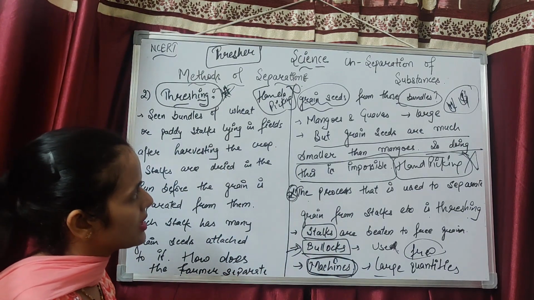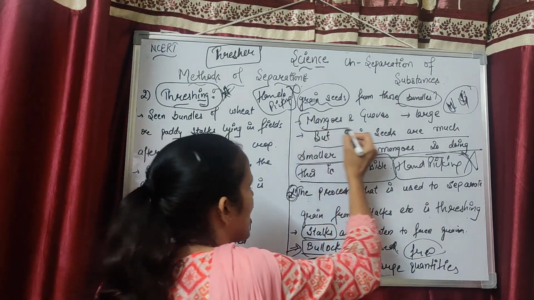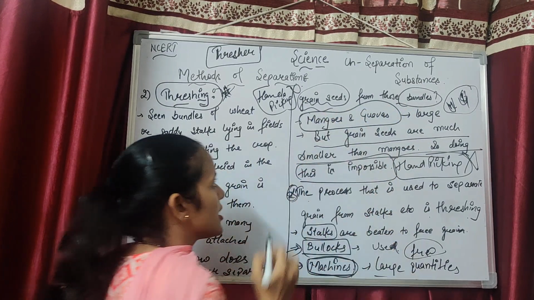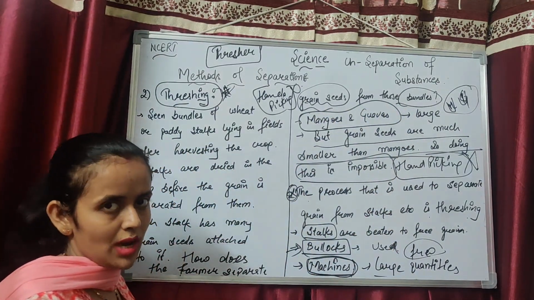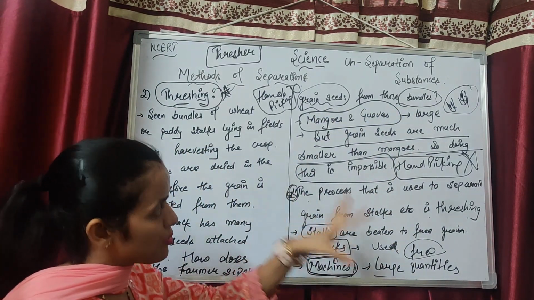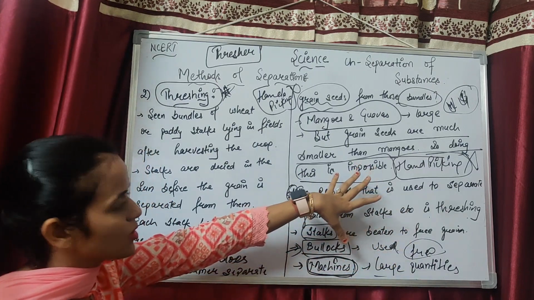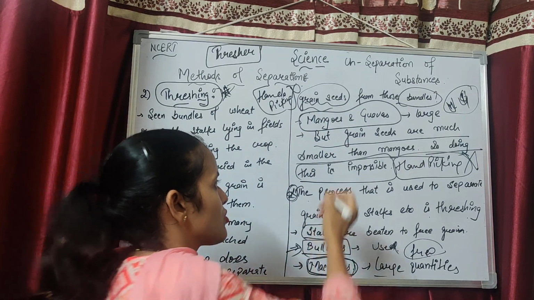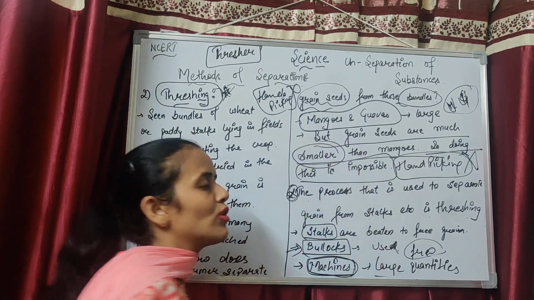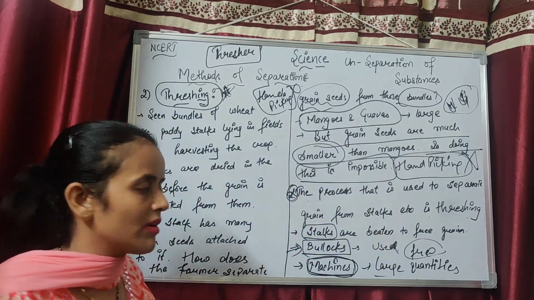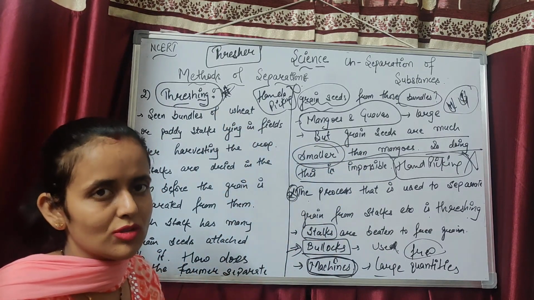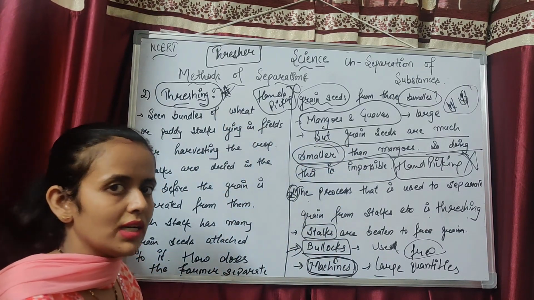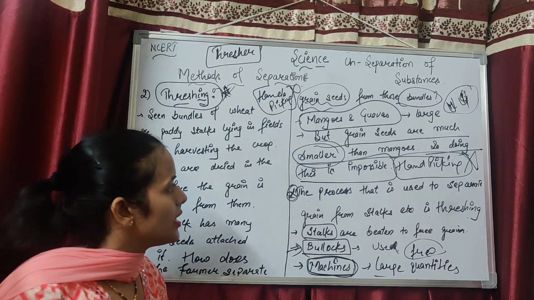Any problem in this? Mangoes and guavas are large in size, so these are separated by hand picking. But grains are very small in size, so hand picking is not suitable here. So quantities which are smaller in size will not follow hand picking, they will follow the threshing method for separation of substances. Clear? Take a look.